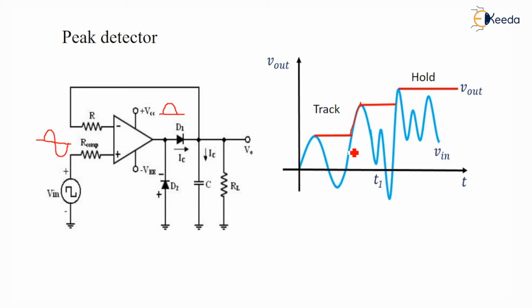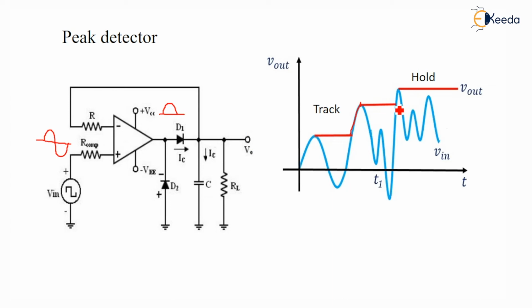When the negative half cycle comes, or we can say the voltage starts decreasing, you can see over here the voltage is decreasing. In that case, the diode will get reverse biased or turn off. So in that case, the peak voltage across the capacitor will be held for that moment. So this is the hold. This hold period will last up to the next peak of the input signal.